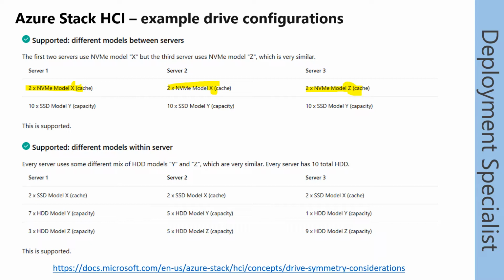So these are NVMEs here, and here we can see a configuration with SSDs where the cache drives are identical, but we have different types of hard disk drives. But in each server, in the second example, we have 10 hard disk drives. This means identical storage layout.